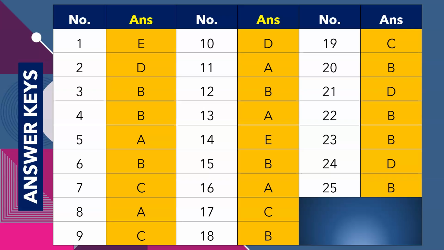So count the number that you got correct, and then over 25, then times 100 to give you the percentage.